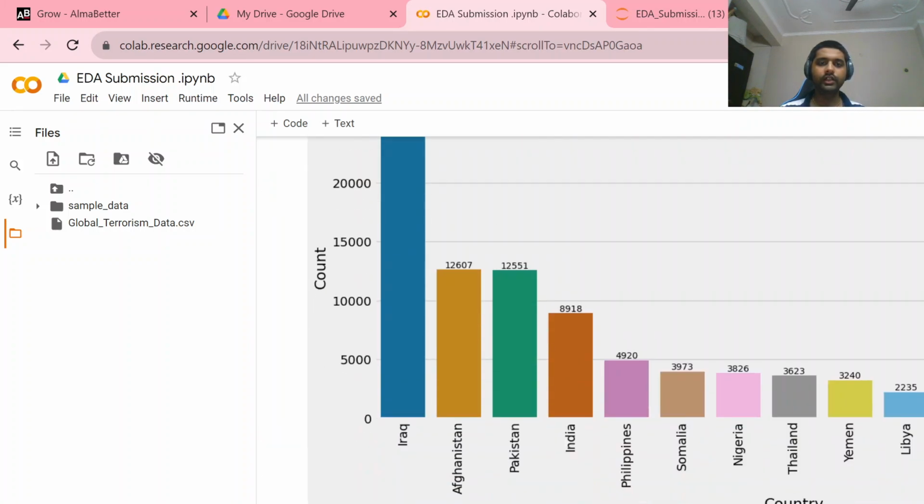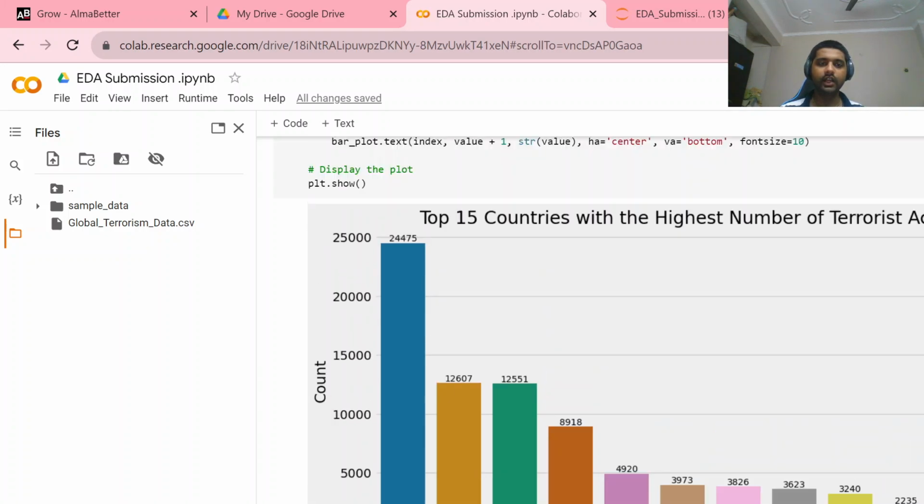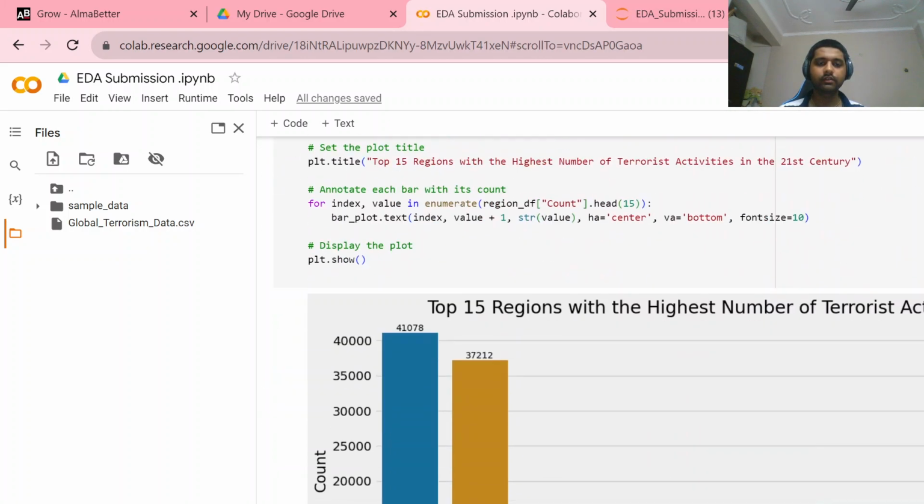If we talk about the countries, the highest number of attacks occurred in Iraq, then Afghanistan, then Pakistan, then India, and so on. These are the top 15 countries in the 21st century with the highest number of attacks.